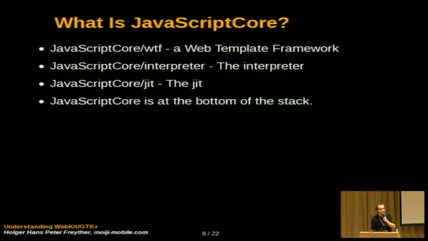And JavaScriptCore is responsible for JavaScript, which is probably coming as a surprise, but it's really used for that. The interpreter contains the JavaScript interpreter. The JIT contains the just-in-time compilation code. JavaScriptCore is at the bottom of our stack, so JavaScriptCore depends on nothing, and everything else in WebCore and WebKit depends on it.